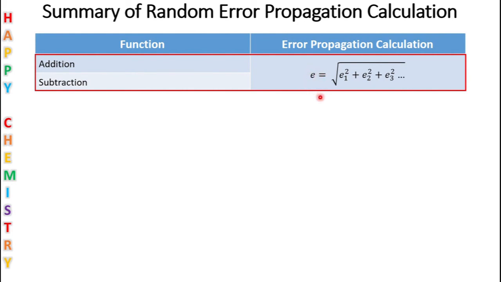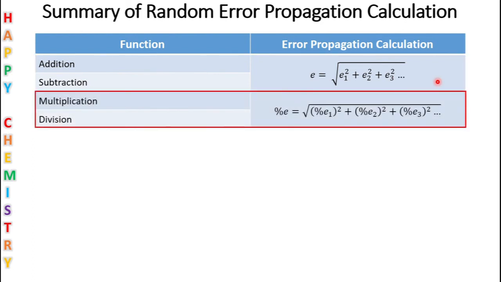This is done by adding up square terms of each individual absolute uncertainty and taking the square root. To remind the multiplication and division, here the resultant percentage uncertainty is calculated. This is done by adding up square terms of each individual percentage uncertainty and taking the square root. The calculated resultant percentage uncertainty is then converted to resultant absolute uncertainty.